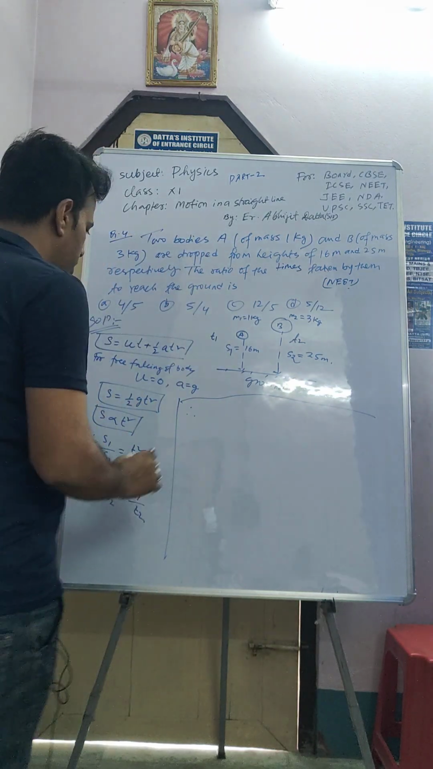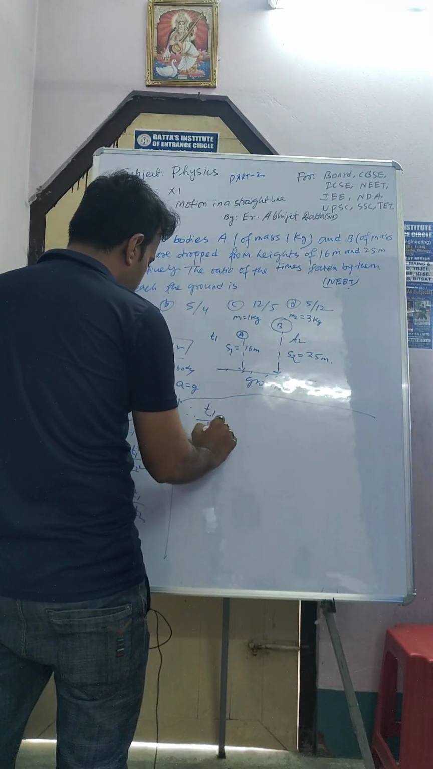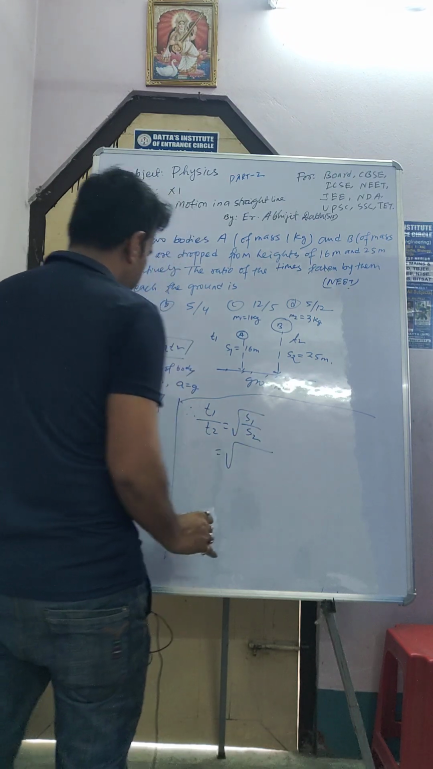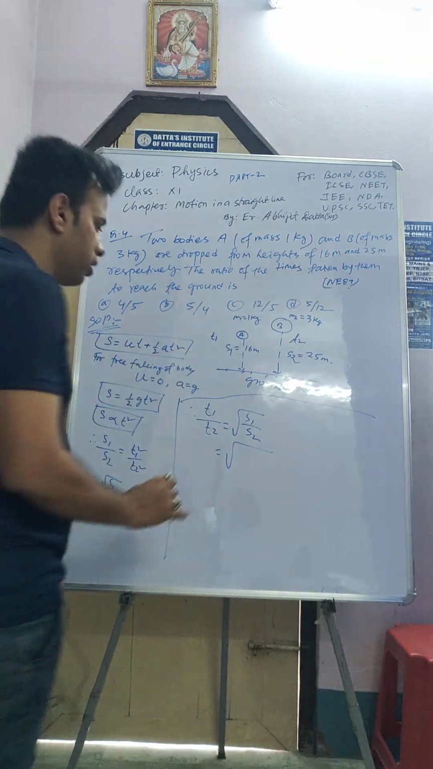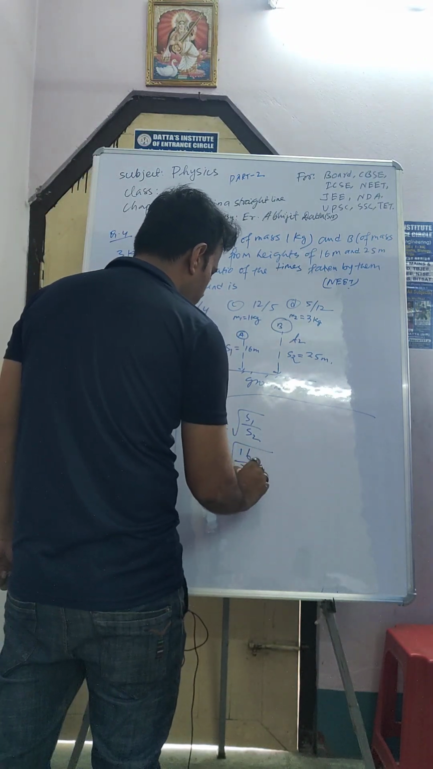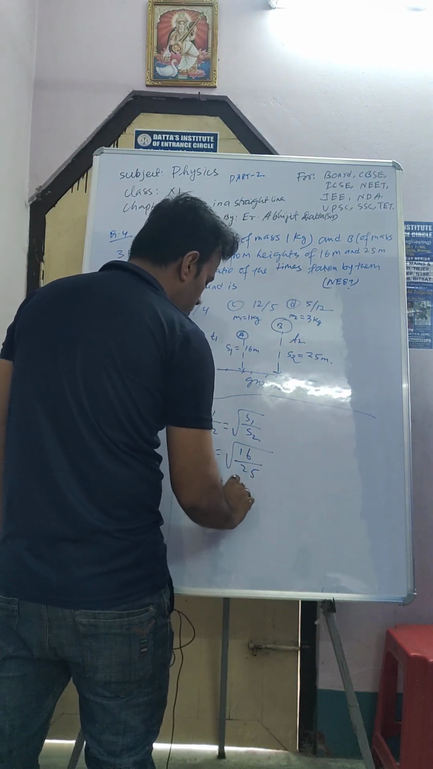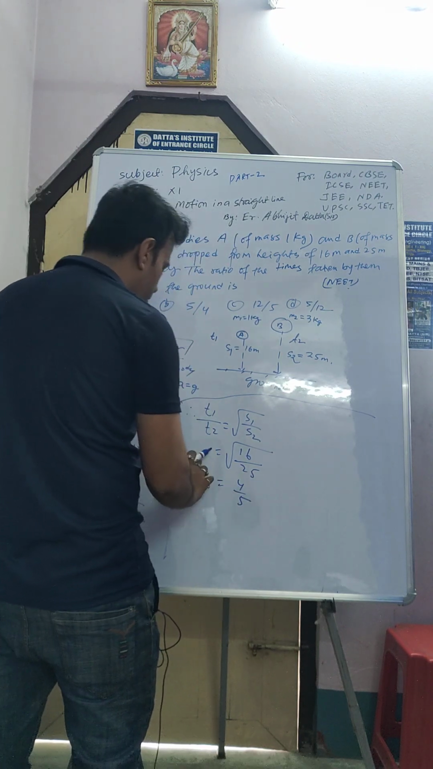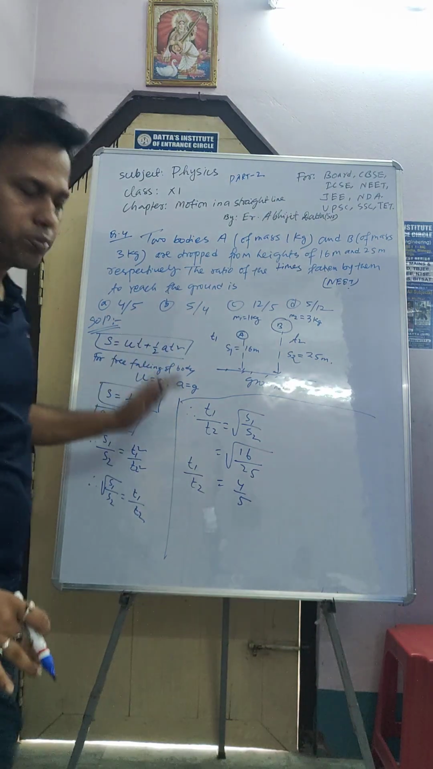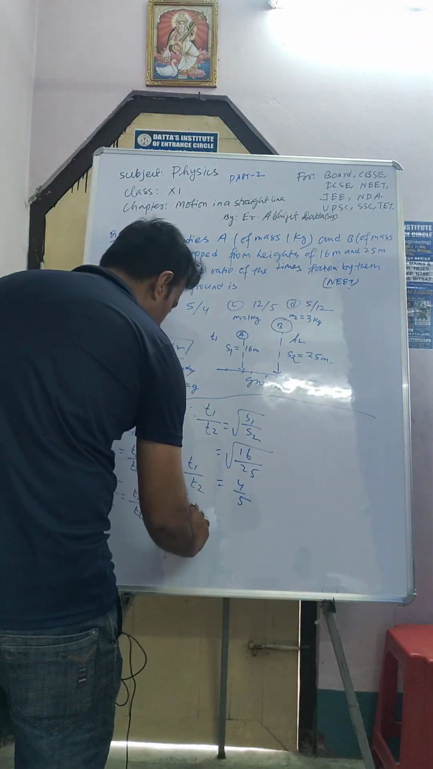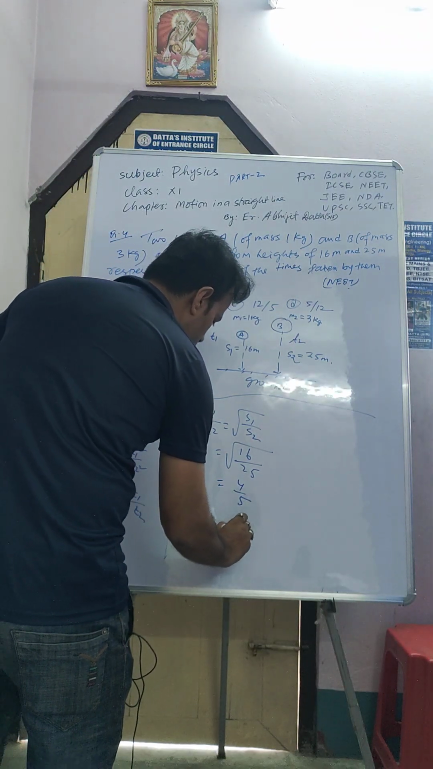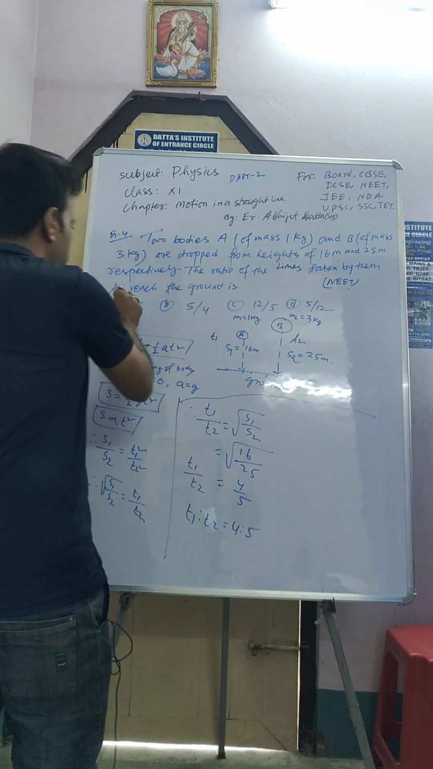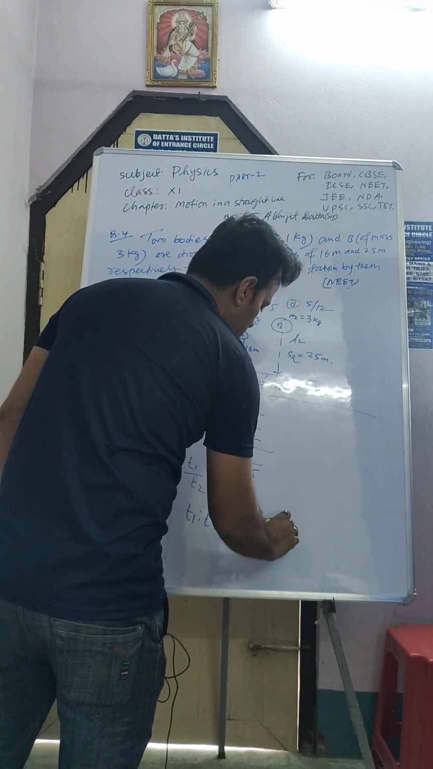Now come here, t1 by t2 is equal to root of S1 by S2. S1 is 16 and S2 is 25. If I take the square root, it will be 4 by 5. So the ratio of time taken by the two bodies A and B will be 4:5. So T1 is to T2 is 4:5. Which option is correct? Option A is the correct answer here.